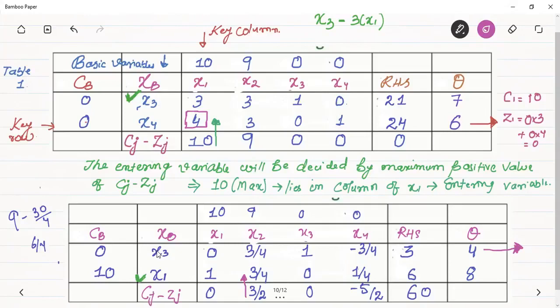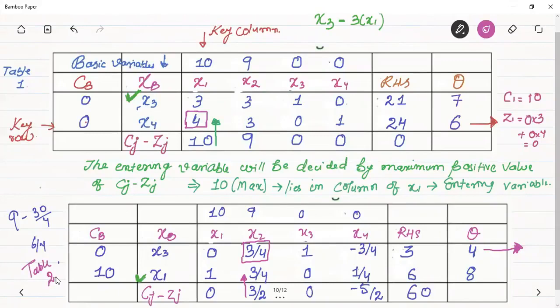Okay, and which is the key element here? The key element is given by the intersection of the key column with the key row. This is the pivot element here. Fine, is it clear? हर किसी को यहाँ तक? I hope it is clear यहाँ तक सबको. This is table 2.